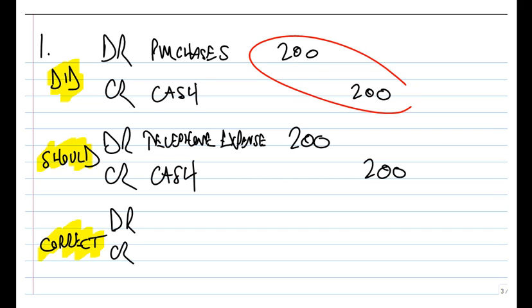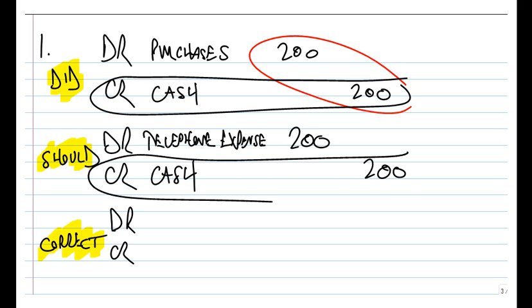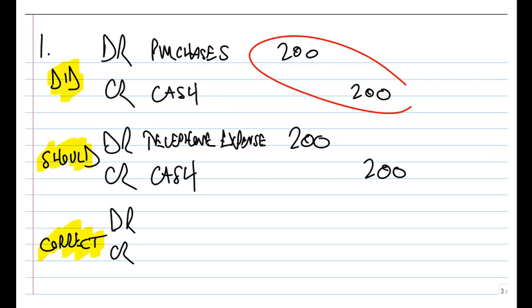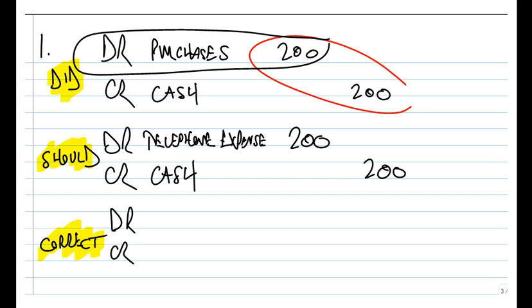Now, if I compare those two double entries, can you see that on the credit side, they're okay, because they should have credited cash, and they did credit cash. So actually, I don't need to do anything to cash. The problem is going to be on the debit side. They debited purchases. That's incorrect, so I need to get rid of that. Well, how do you get rid of a debit? You get rid of a debit with a credit. So I think they're going to credit the purchases account by 200 to effectively cancel the original incorrect entry.